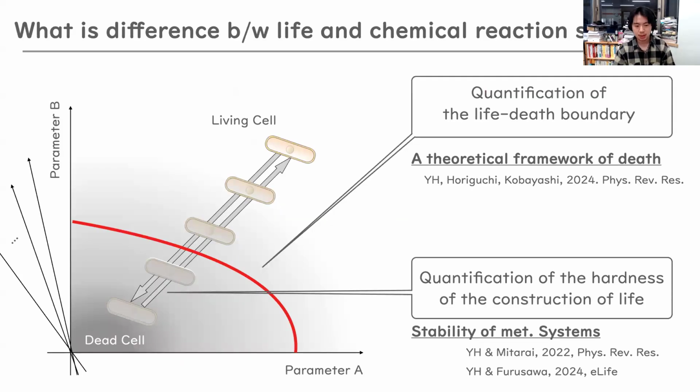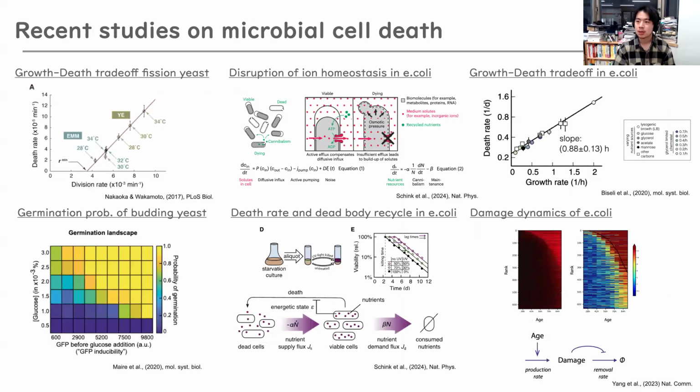So I'm basically working on two types of projects. One is the stability of the metabolic reaction system, but today I'm going to talk about the theoretical attempt to quantify or understand the life-death boundary. I mainly focus on cell death, not the individual death of microbes, because for unicellular organisms, individual death and cell death are the same thing.